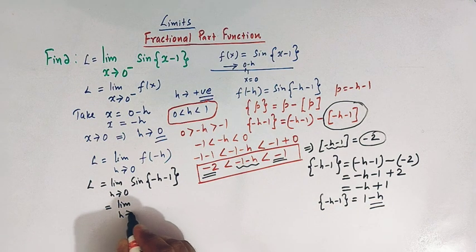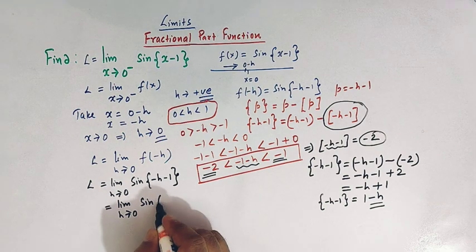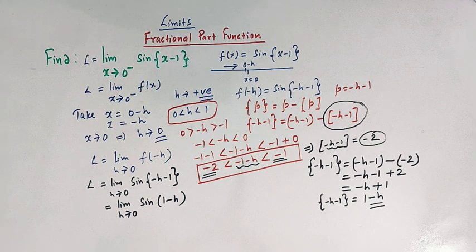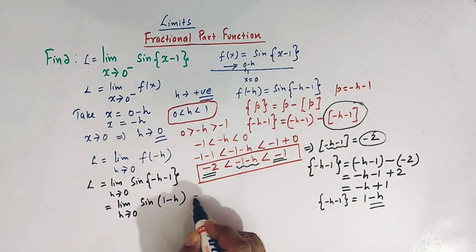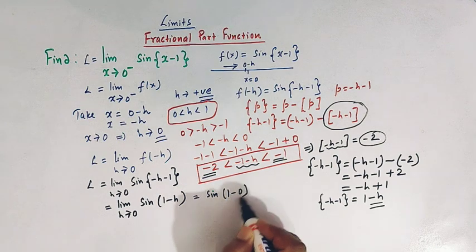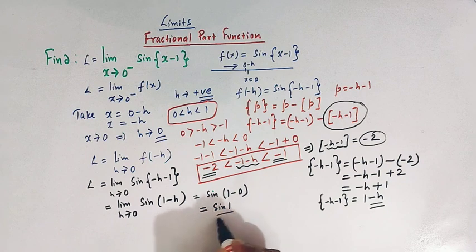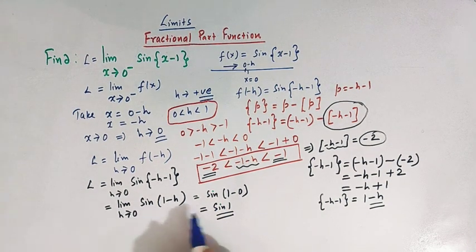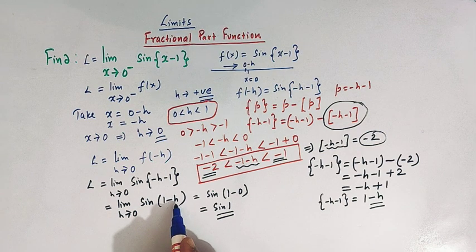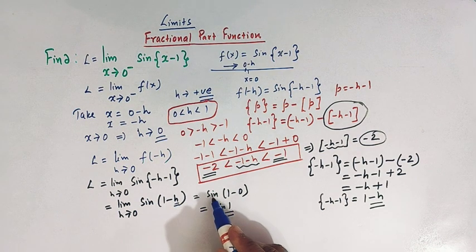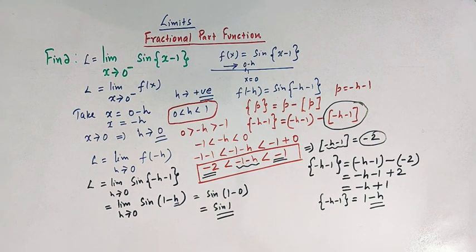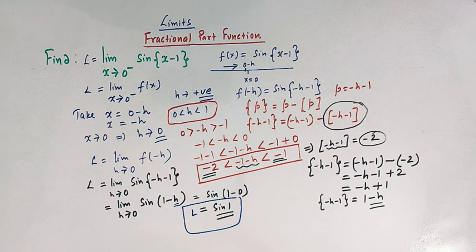So we have limit h tends to 0, and here we have sine of 1 minus h, right? Okay, so now see here h tends to 0, and we have sine of 1 minus h. So when we take h is equal to 0 here, then we'll get sine of 1 minus 0, and that is equal to sine of 1, right? So what we have done here, we have limit h tends to 0, sine of 1 minus h, and we have taken h is equal to 0. Here we have sine 1 minus 0, that is equal to sine of 1, right? So the value of this limit is equal to sine of 1, right? So this is how we can solve these type of limits.